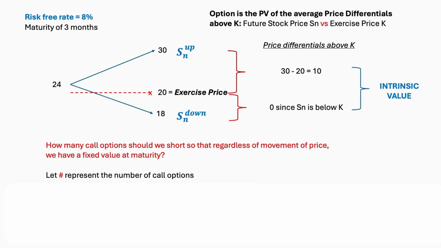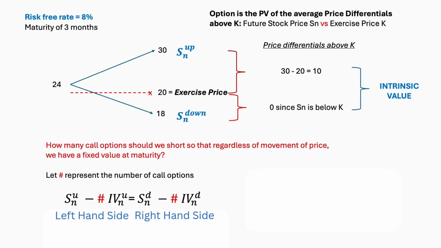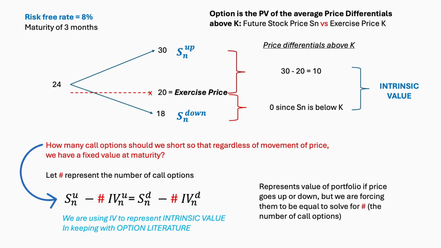Now, let the hash symbol refer to the number of call options one must short per 1 unit of stock that we own. Therefore, what we want is to compute the number of call options, the hash number here, so that regardless if the stock goes up or down, we guarantee a fixed value at maturity. To do this, we simply equate up, which is the left-hand side, to down, the right-hand side, to force equality and solve for the hash number. So we have the equation of value given below.